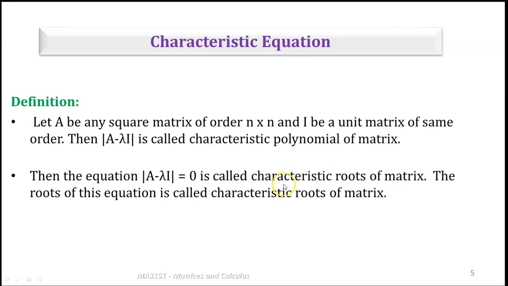Then the characteristic roots. After getting the characteristic equation, we can find the characteristic roots or eigenvalues. Usually the characteristic roots are called eigenvalues. We will discuss eigenvalues and eigenvectors in the next slide. So finding the characteristic roots means the equation will be solved. After solving the equation, we will have some answers for lambda. Those answers are called what? Characteristic roots of the matrix.